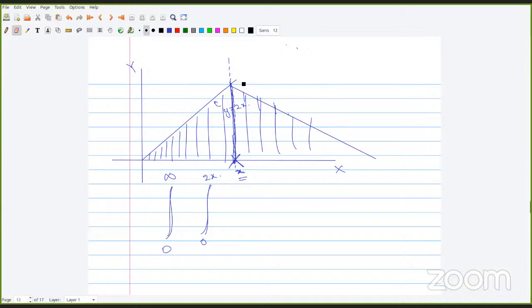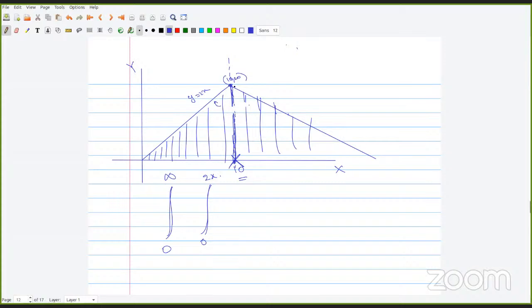So we are looking at this closed triangle region. Somewhere around 10, it is actually changing. This is the y equals 2x line, and at 10 it will be 20, so this is the point 10 comma 20.